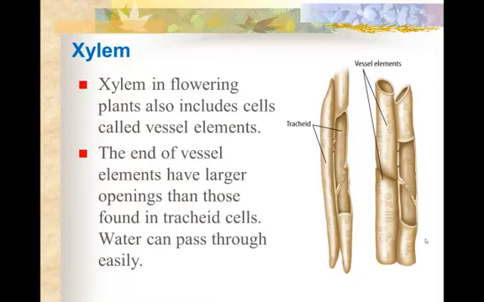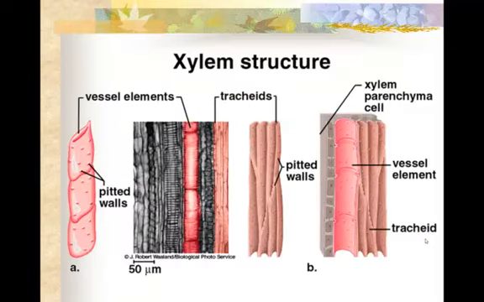In a flowering plant, not only do they have the tracheid, but they also have vessel elements. At the end of the vessel element, they have larger openings than those in the tracheid cells, and water can pass through more easily. So the vessel elements are only found in flowering plants. And here are some good pictures I'm going to show you of the xylem with their tracheids.